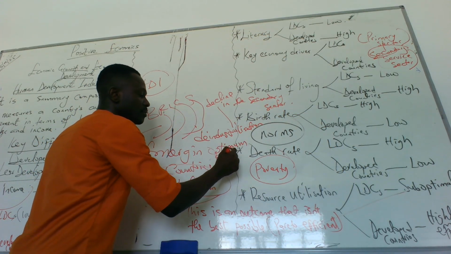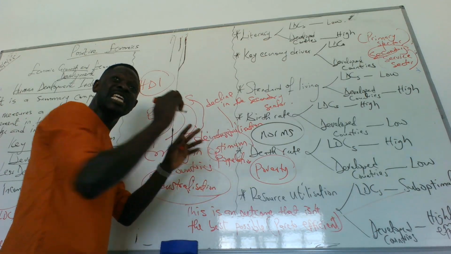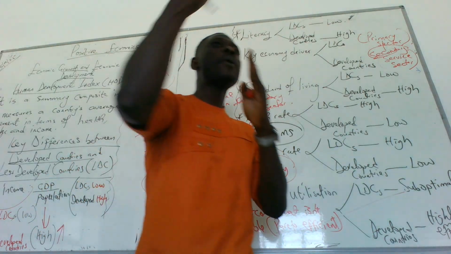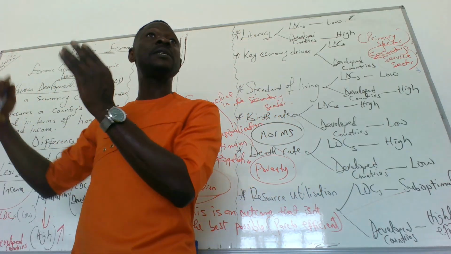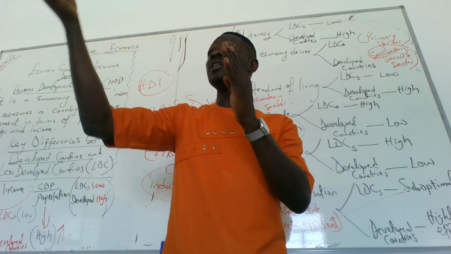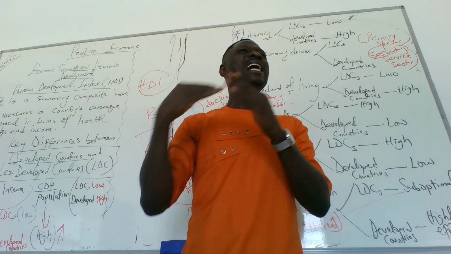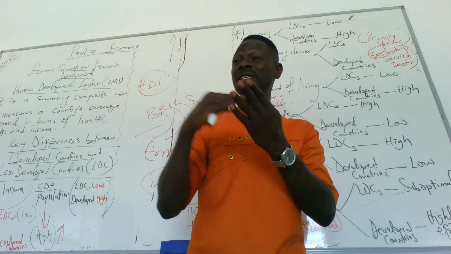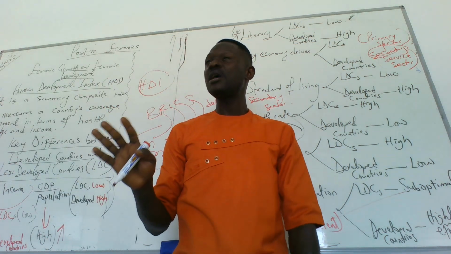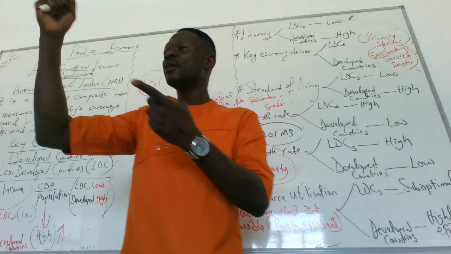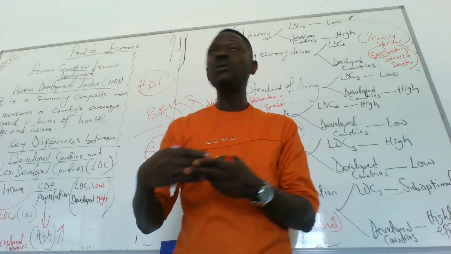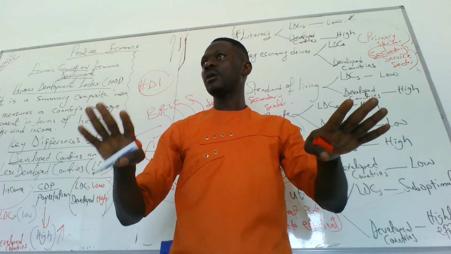There's optimum population if the resources are equal to the population. There's overpopulation if the population is more than the resources. And there's underpopulation if the resources are more than the people. Overpopulation: people more than resources. Underpopulation: resources more than people. Optimum: equal. Is it clear? Yes.